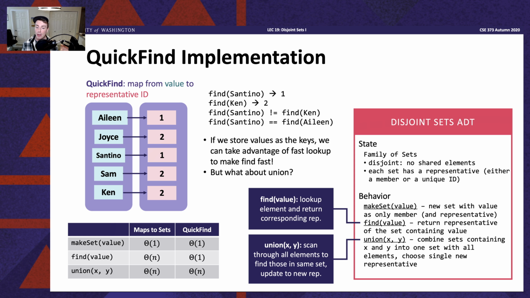What we're going to talk about in our next video, now that we've talked about our first implementation, is trying to speed union up. In the next video, we're going to introduce the next 2 implementations that try to speed up unioning. But QuickFind is a very good first step at trying to do this disjoint sets implementation.